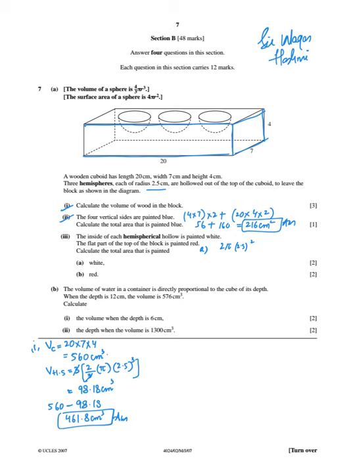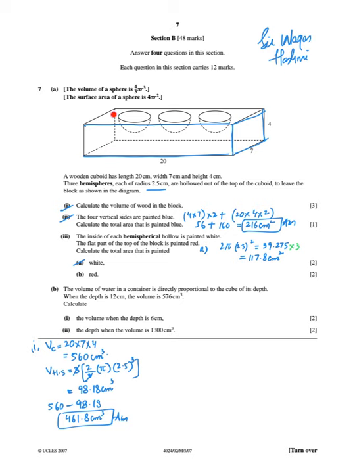So 2.5 square times 2 and times 3.142 gives you the value of 39.275, right? So we need to find the total area. So we have 3 hemispheres, so I need to multiply it by 3. So the final answer will be 117.8 centimeter square.